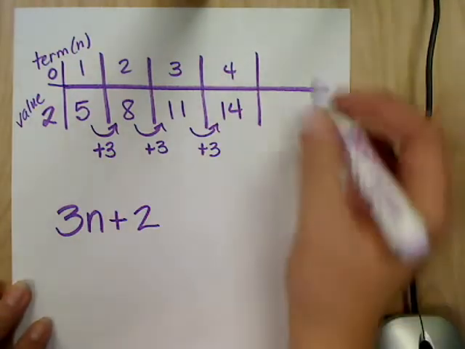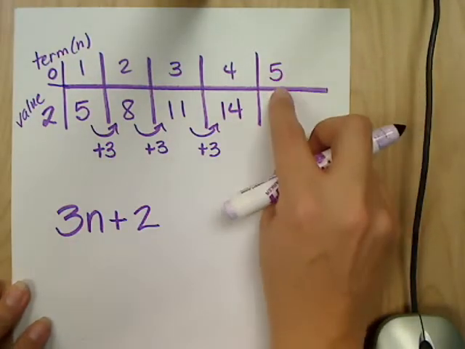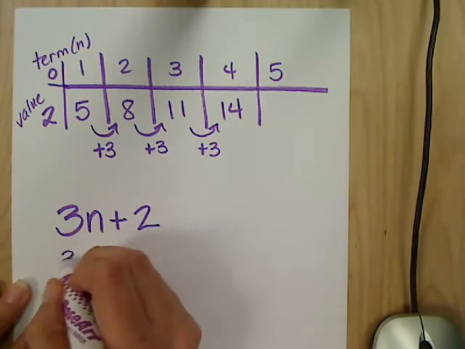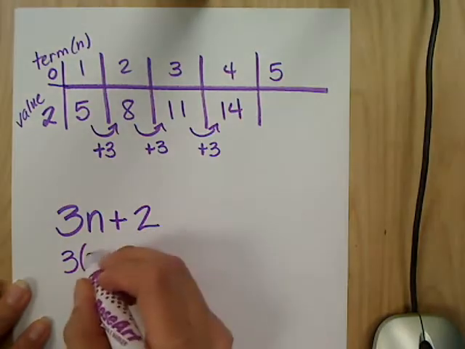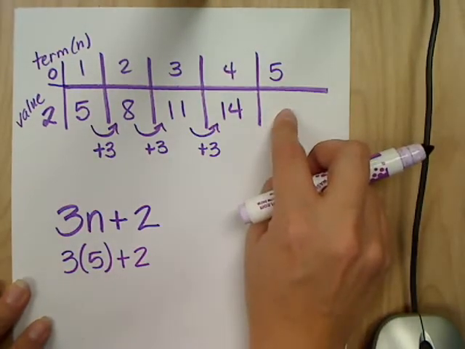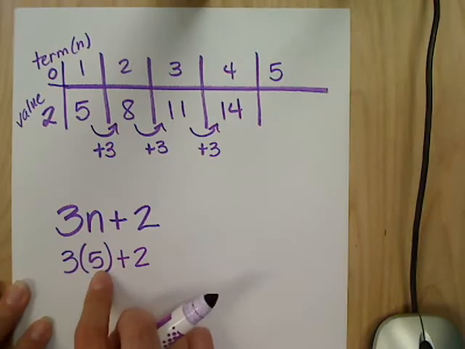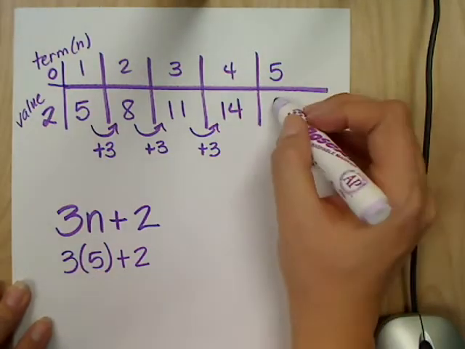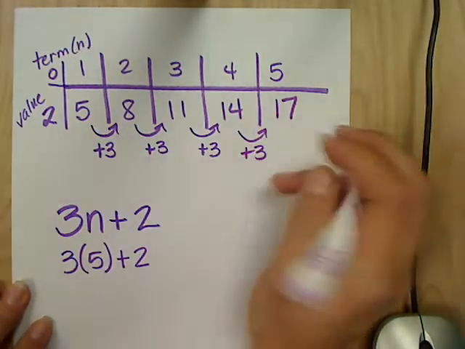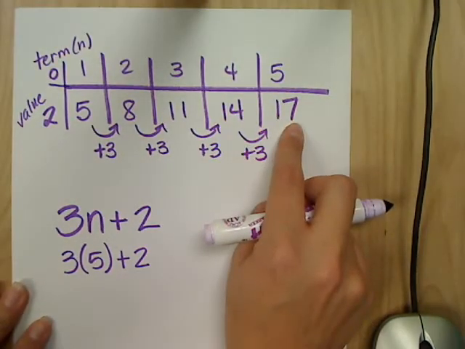Which means, if I want to find the 5th term, instead of making an n here, I'd say 3 times 5 plus 2 should give me this value here. So what's 3 times 5? 15 plus 2? Let's double check. If I'm going from 14 to 17, I'm supposed to be adding 3. Is that true? Yes. Very nice.